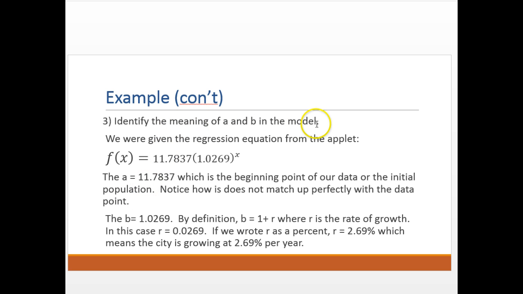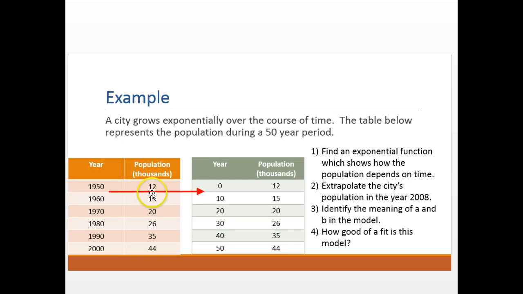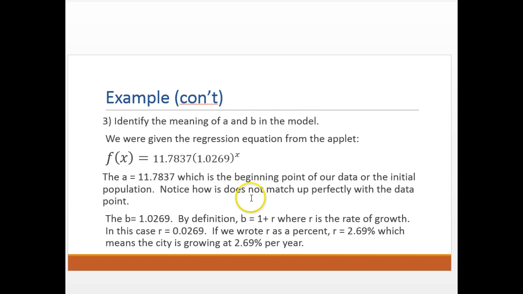Identify the meaning of A and B in the model. We were given the equation f of x equals 11.7837 times the quantity 1.0269 to the x. A is 11.7837. This is the beginning point of our data, or the initial population. If we go back to our data, it says the beginning point is 12. Again, the model is our best approximation, so it's very close to what the actual measured data point is.